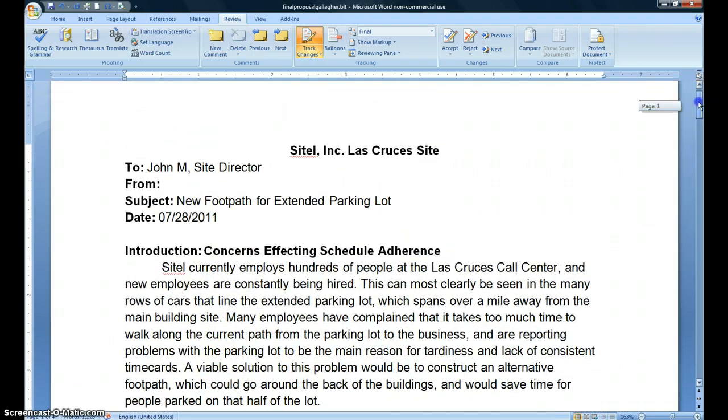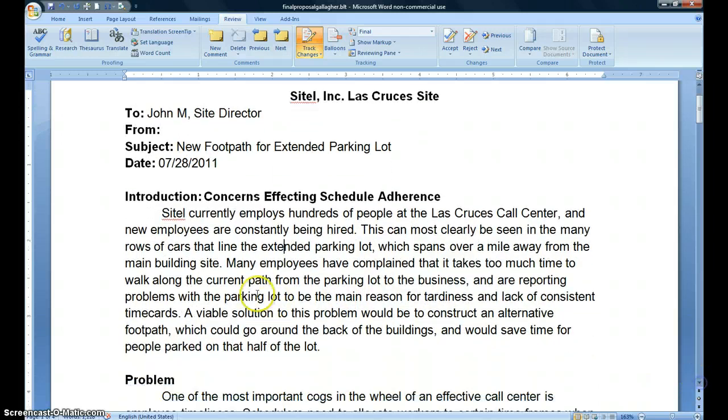Okay, here's another proposal done in a summer online class. This is Sitel Inc. Las Cruces parking lot, and the subject is a new footpath for extended parking lot. And here the writer has a heading, and it's actually a really nice heading, or part of the heading, concerns affecting schedule adherence. Sitel currently employs hundreds of people at the Las Cruces call center, and new employees are constantly being hired. This can most clearly be seen in the many rows of cars that line the extended parking lot, which spans over a mile away from the main building site.